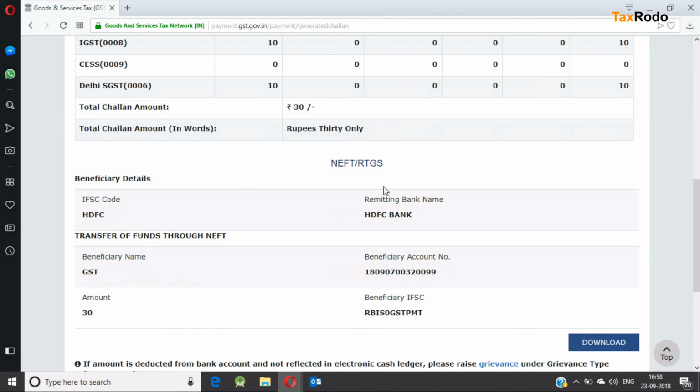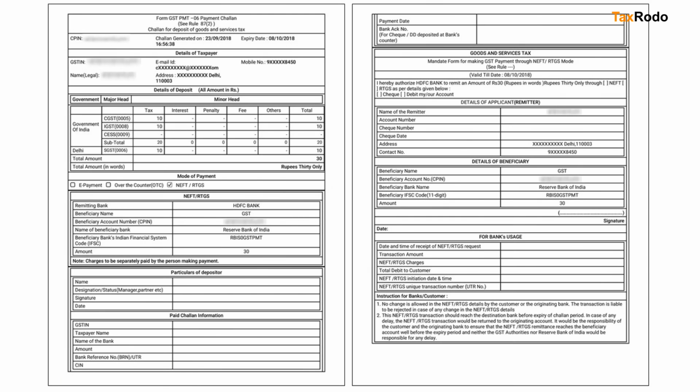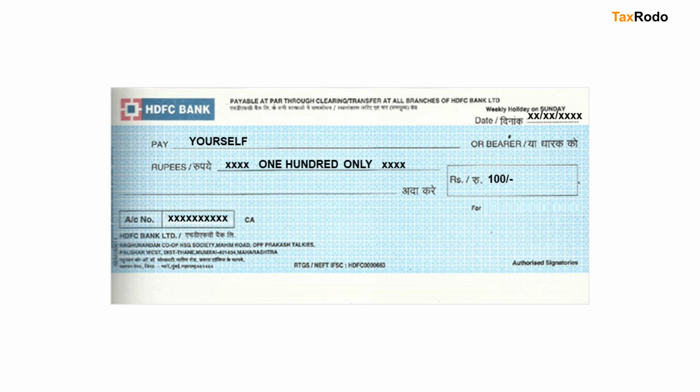Scroll down. Click on Download button. A GST challan will be downloaded in your system. The GST challan looks like this. Take a print out of this challan and make a check mentioning yourself in Pay section and enter the amount of tax payable. Visit the bank with challan and check.